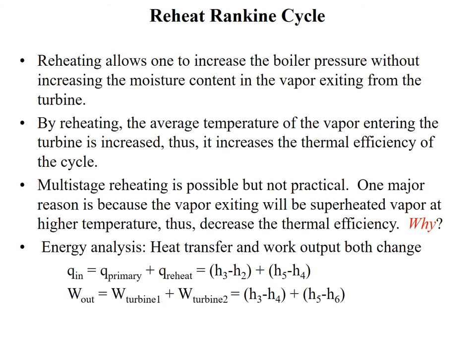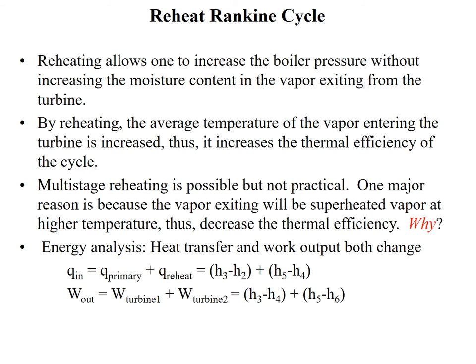So what is a reheat cycle? Reheating allows an increase in boiler pressure without increasing the moisture content. That is a very important thing in a reheat Rankine cycle. The average temperature of the vapor entering the turbine increases, so the thermal efficiency increases. Multi-stage is possible, but if you add multiple stages for the reheat cycle, the thermal efficiency decreases, because the vapor exiting will be superheated vapor at high temperature, which decreases the thermal efficiency. We'll discuss in the next slide how to overcome this.